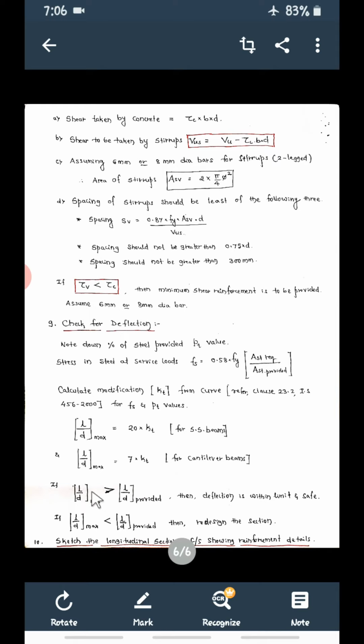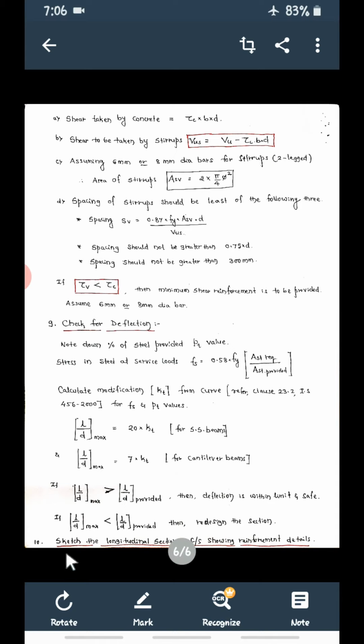If this L by D maximum is less than this L by D basic or L by D provided, then you have to redesign the section. Again you have to go to the first step, right? You have to redesign the beam. But since we assumed the L by D ratio in the beginning, we are always in the safe zone. So always this L by D maximum will be greater than the L by D provided. So this is the check for the deflection.